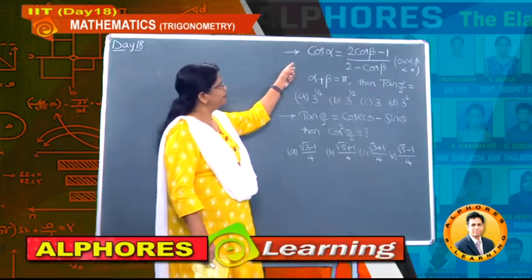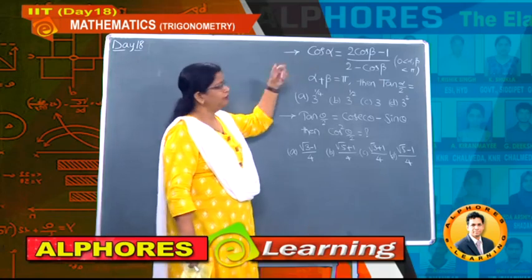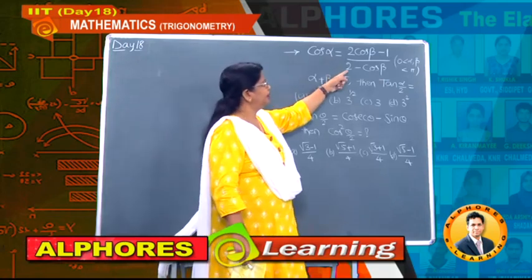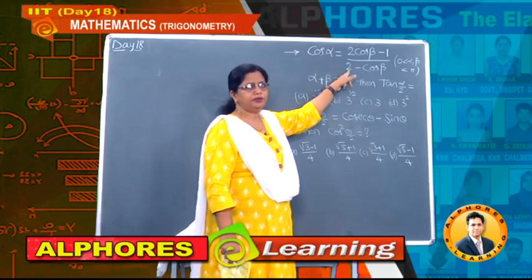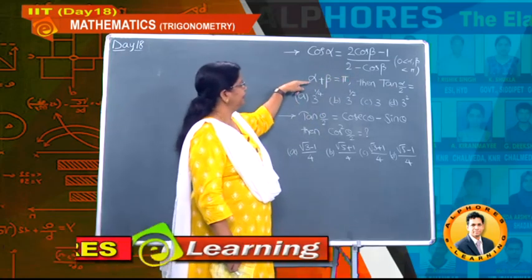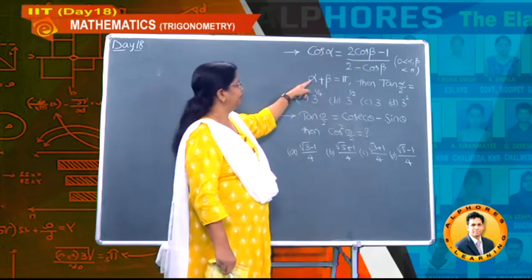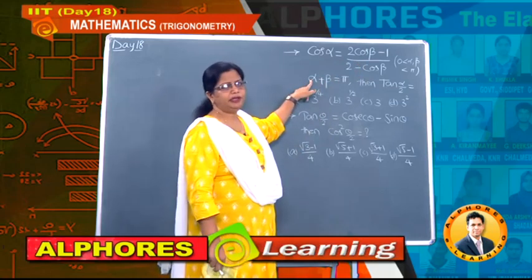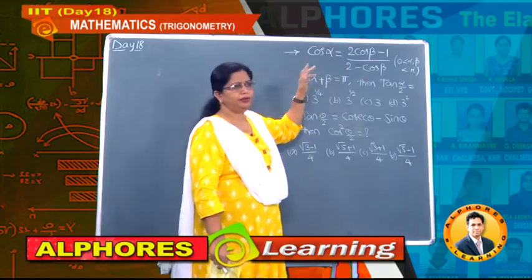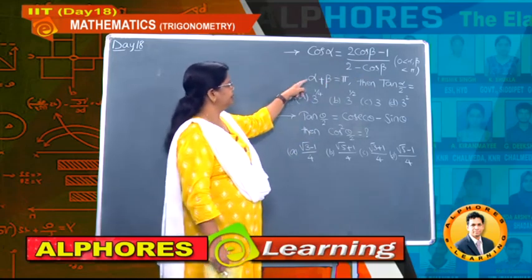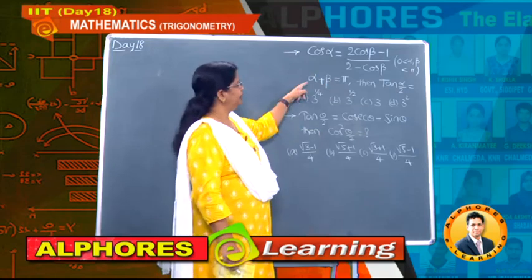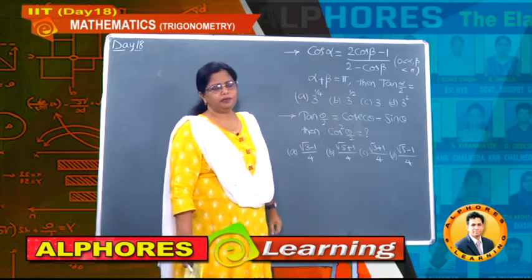Now students, observe these problems. Cos alpha is given as (2 cos beta minus 1) divided by (2 minus cos beta). Then the question is, what is tan alpha by 2, given the relation between alpha and beta is alpha plus beta equal to pi. So this is the relation given, and thereby you need to find the value of tan alpha by 2.